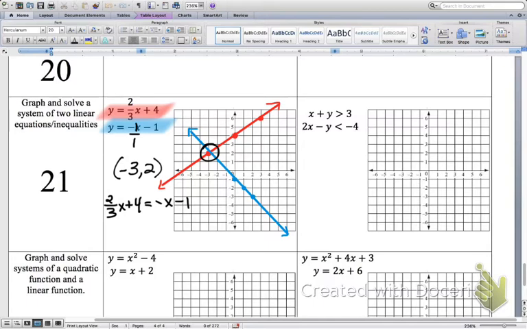So we have to remember that we can have dotted or solid lines. So remember, dotted lines is greater than or less than, so both of these are going to be dotted, and then solid is greater than or equal to, less than or equal to. But again, this example only has dotted lines. So let's start with that first graph.